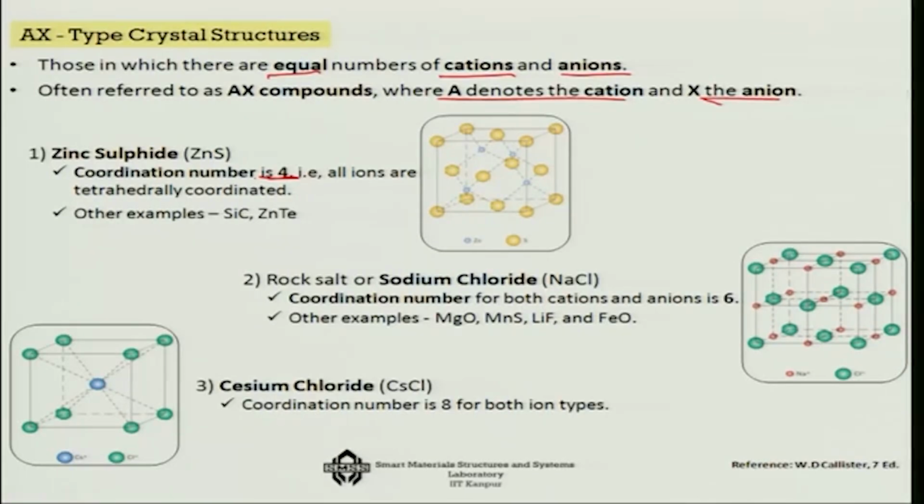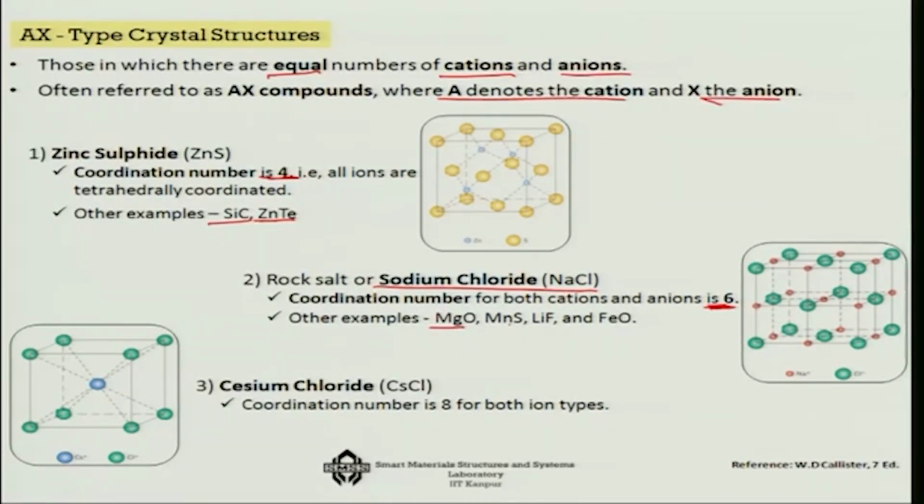There can be other examples like silicon carbide or zinc telluride. These are similar to zinc sulfide in terms of AX compounds. Another type of AX compound is sodium chloride, rock salt, and here the coordination number is higher, about 6. There are other examples of this rock salt structure, like magnesium oxide, iron oxide, etc.